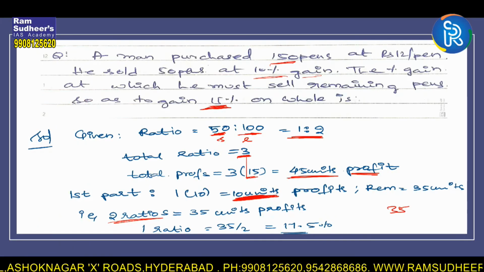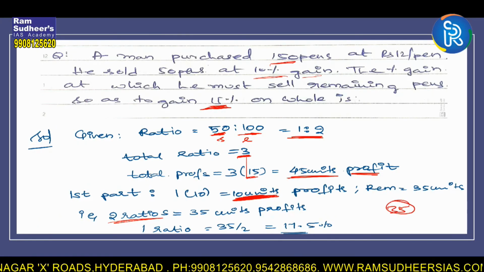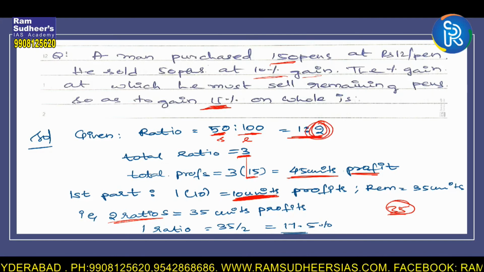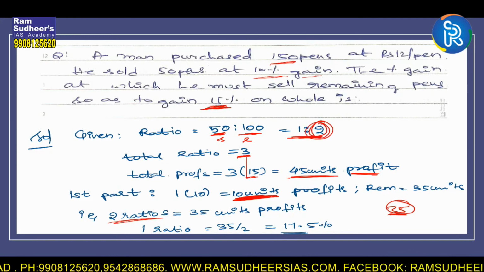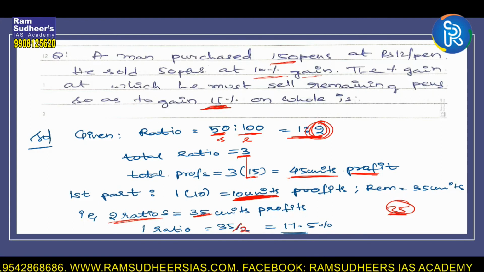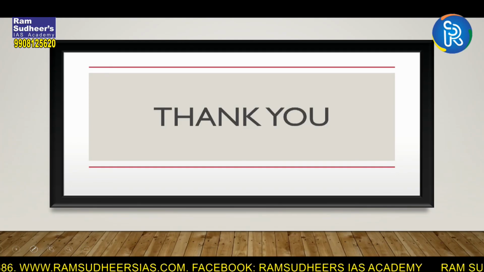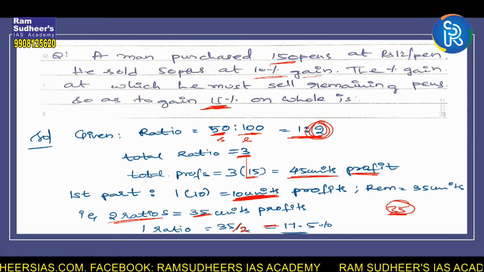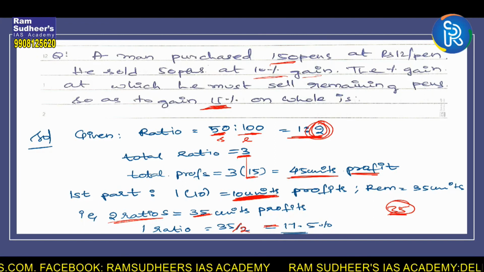Now 35 units is the profit remaining, and the 35 units should be obtained from these 2 ratios. For 2 ratios it is 35 units, for 1 ratio it is 35 by 2, 17.5 units, and therefore the remaining 100 pens should be sold at 17.5% profit, so that the entire profit is 15% in the transaction.